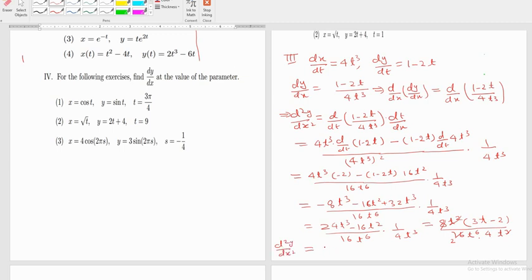So d2y dx2 is equal to 3t minus 2 divided by 2 multiplied by 4 is 8, t power 7 because of t power 6, and here 1 t is remaining. So this is your answer. Hopefully you people understand. I will solve this one in the next lecture.